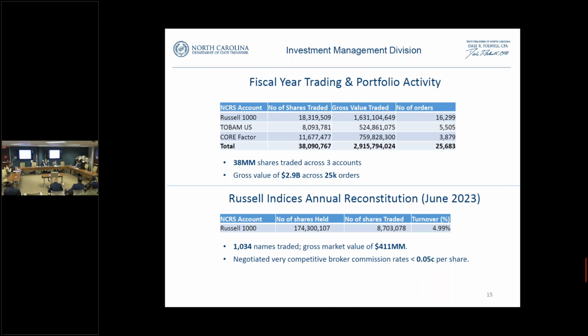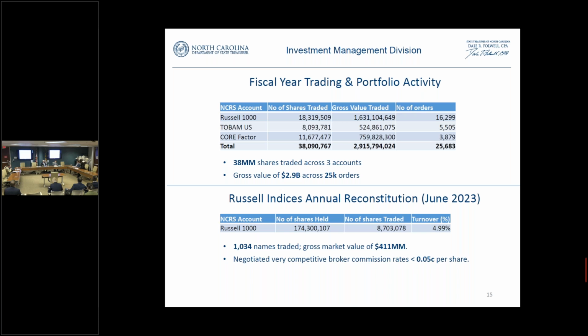So yeah, looking at the trading activity for the year, you can see we traded just over 38 million shares for a total value of around $3 billion. This was lower than last year, given now that we're managing to the 1,000, turnover around those reconstitutions is much lower. So that was one of the reasons for doing that, reducing some of the trading costs and operational needs.